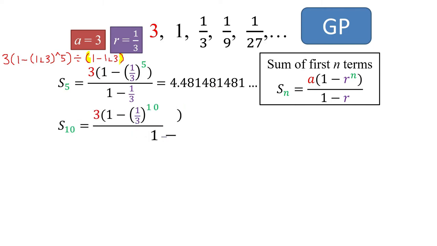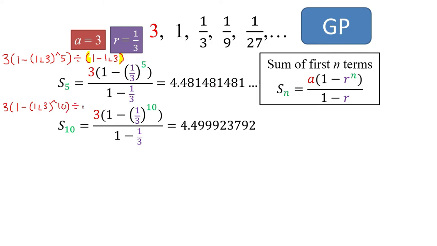If S10: 3, 1 minus 1 over 3, to the power of 10, over 1 minus 1 over 3. So I emphasize one more time how we're supposed to press the calculator here. Press the 3, bracket 1 minus bracket 1 over 3, close the bracket, to the power of 10. Close the bracket. Divided by, open the bracket, 1 minus 1 over 3. Close the bracket. Remember, you have to open the bracket here when you divide. And we get 4.4999233792 and so on. Okay, it shouldn't be a problem.